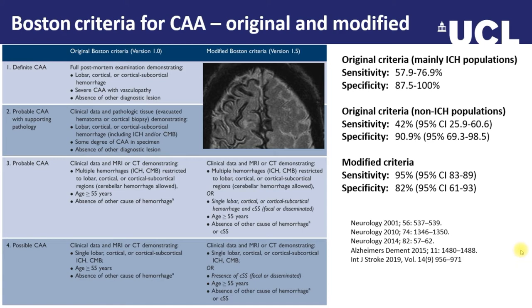When we apply them in non-hospital intracerebral hemorrhage populations, the sensitivity drops very substantially. If we add cortical superficial siderosis, shown in the panel on the right of the table, that seems to increase the sensitivity of these criteria without sacrificing specificity. But this was a very small study, and there's a large international effort taking place to modify the Boston criteria further and improve them in version 2, and we hope this will be ready by autumn this year.